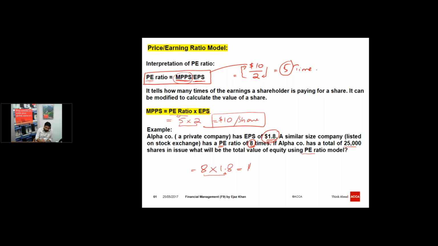$14.4 per share. So Alpha company's per share price will be $14.4, but we are supposed to calculate the total value of equity. So what we have to do is multiply 14.4 by 25,000 shares to get the total value of the company. It's $360,000. So the total value of the equity of Alpha company will be $360,000.